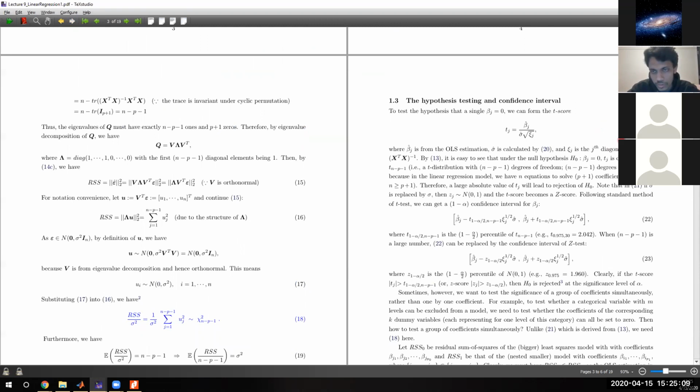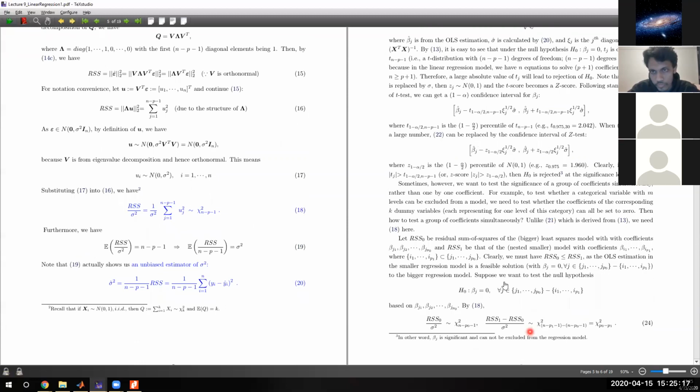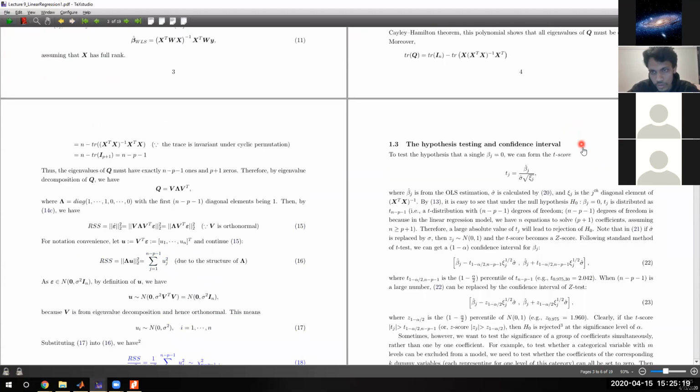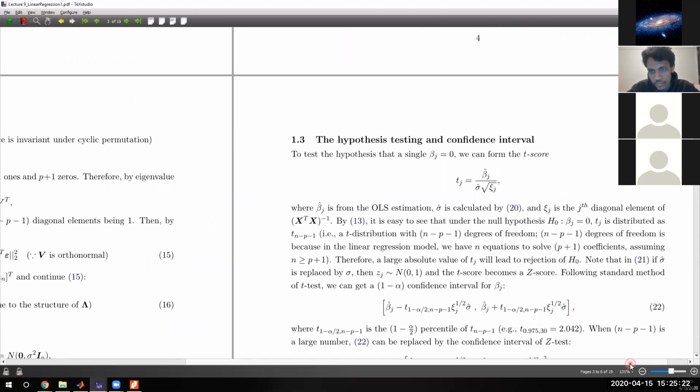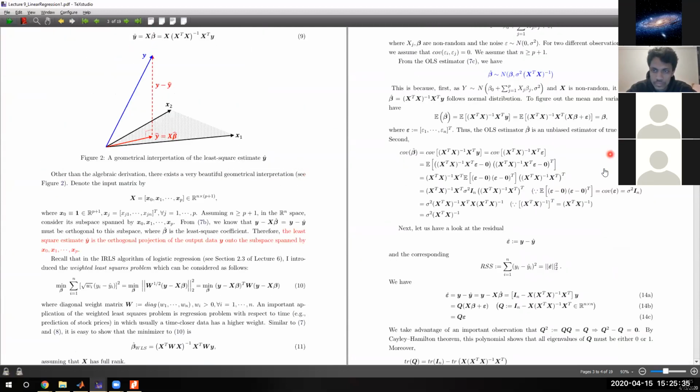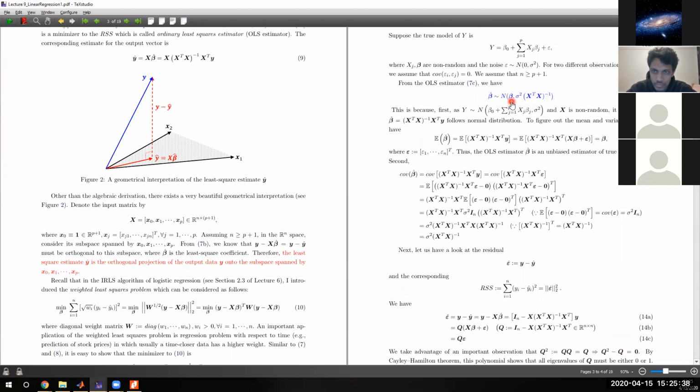First of all, what are the distributions of beta? Normal distribution. Okay. For a normal distribution, suppose we don't have sigma. How would we estimate it? We use the t-distribution, right? Now, if it is the normal distribution, what does it follow? So the mean is beta, right? And it's unbiased. And what is the variance?